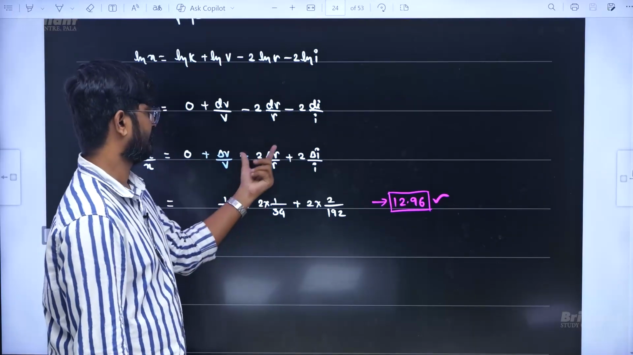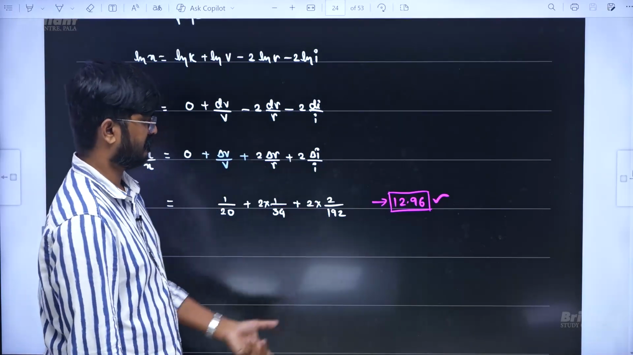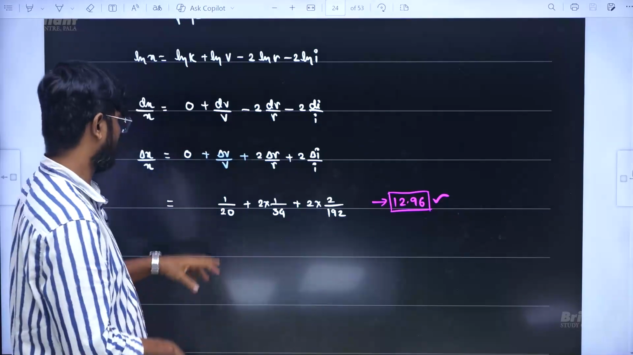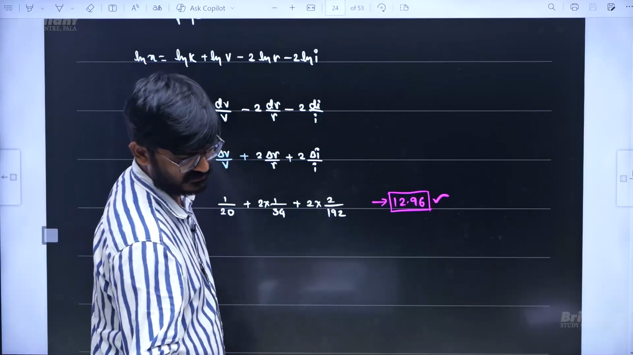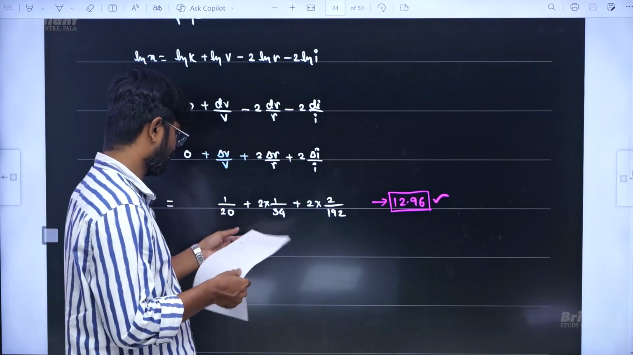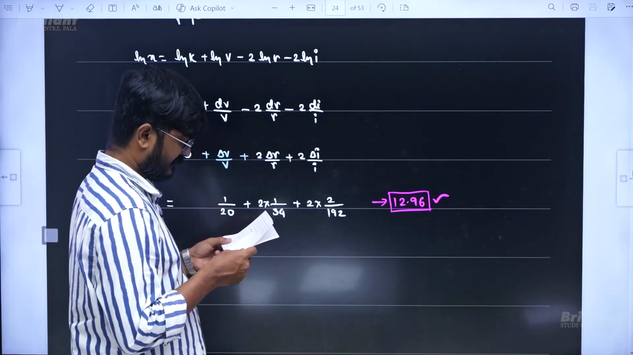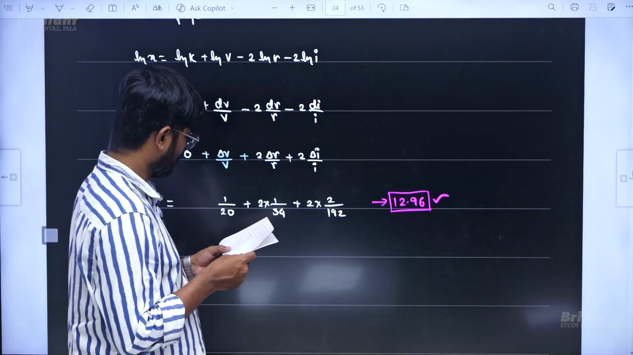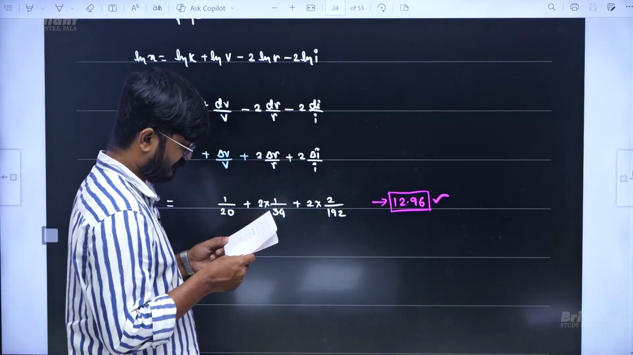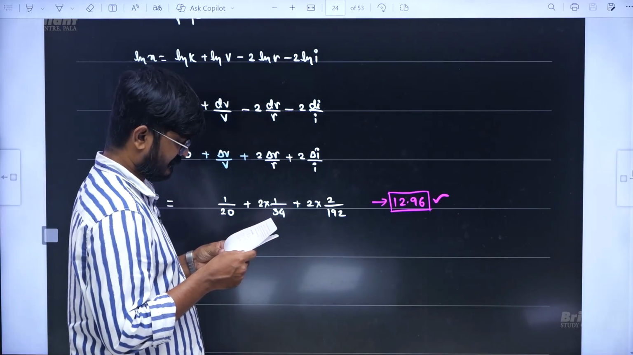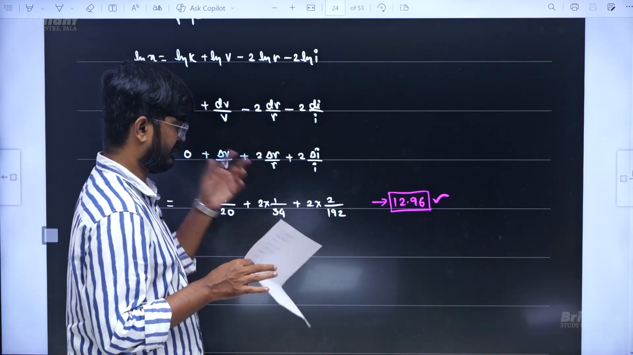Then these values were given in the question. Then probably sometimes you need to do in percentage. I didn't write 0.1 and all because you should understand that is going to get cancelled. I just wrote it for calculation. delta V by V is going to be 1 by 20, delta R by R is going to be 0.1 by 3.4, delta I by I is going to be 0.02 by 1.92.